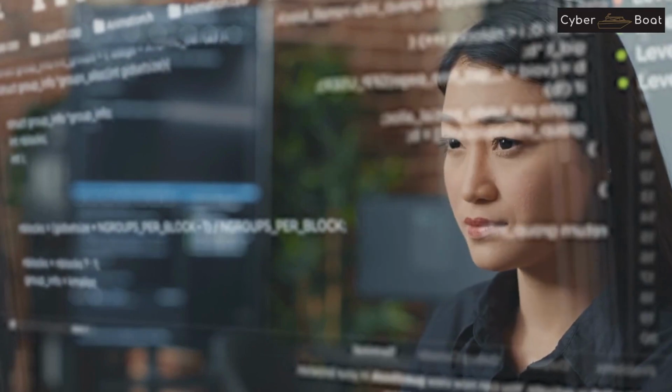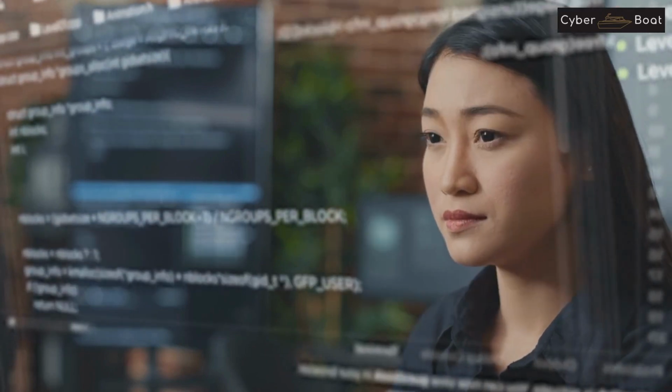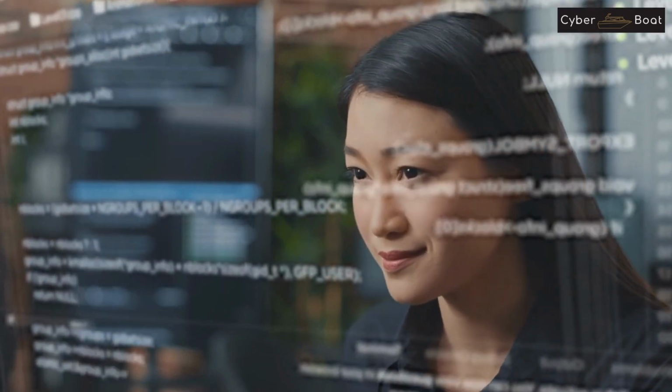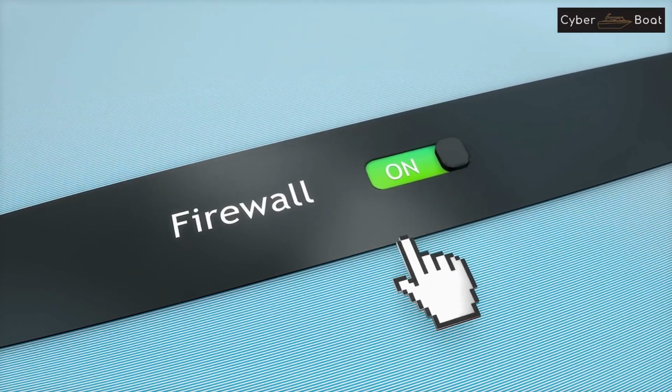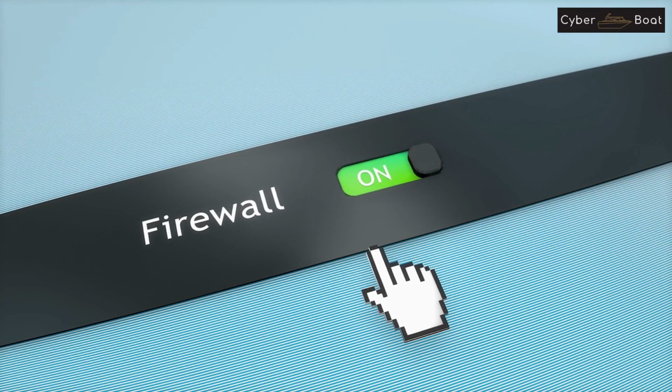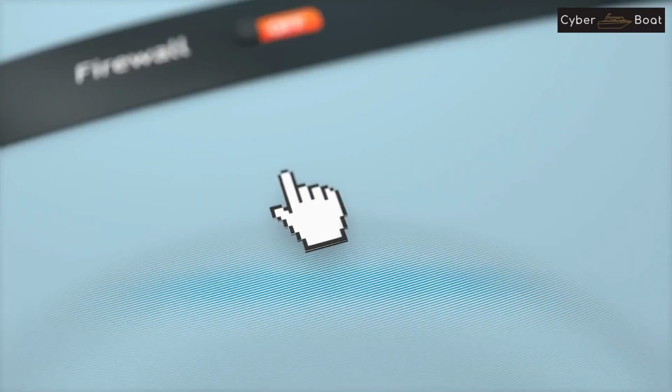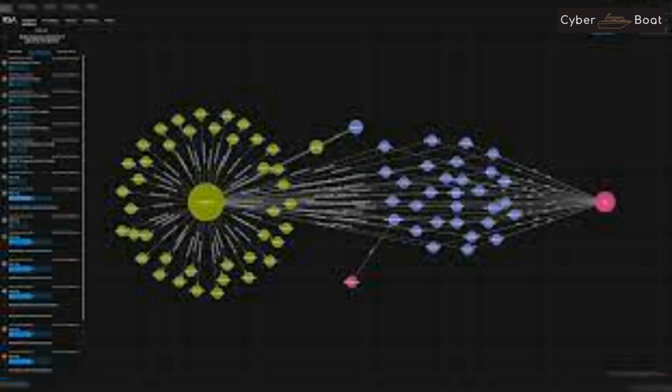One key tool is antivirus software, which can be used to detect and remove malware from industrial systems. Other tools that can be used include firewalls, intrusion detection and prevention systems, and security information and event management, SIEM, systems. In addition to these tools, there are a number of best practices that organizations should follow to ensure the security of their industrial systems.